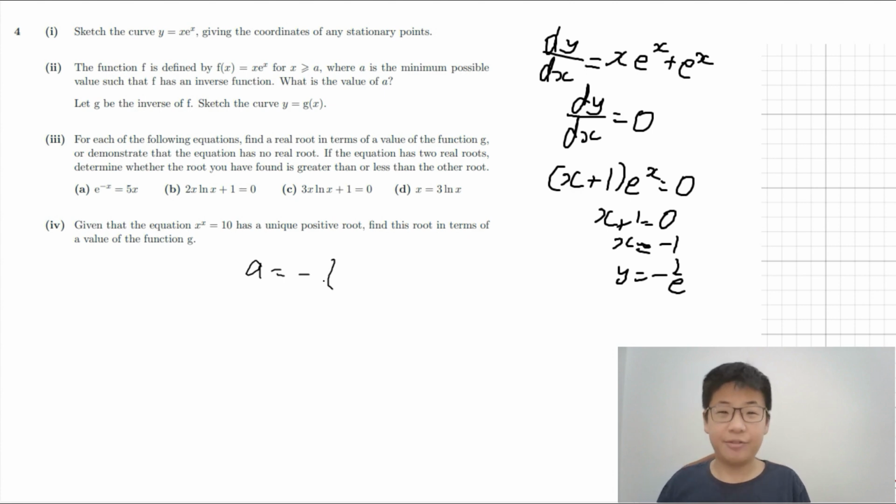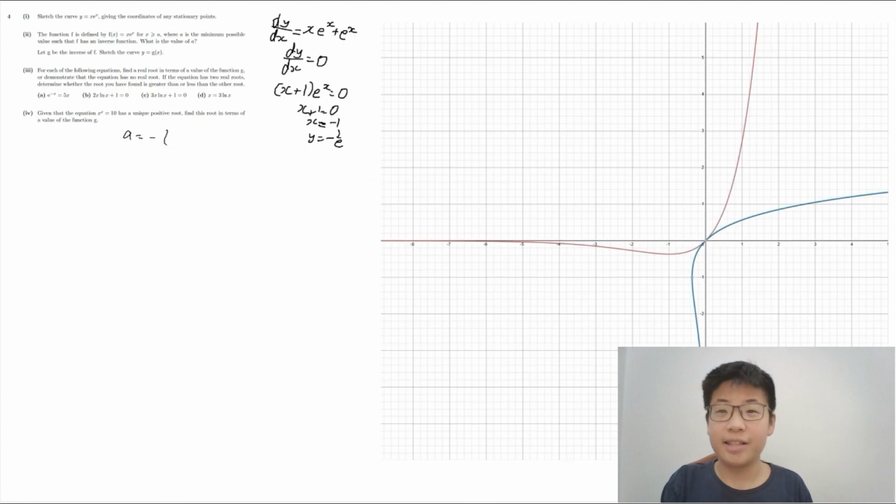Let g be the inverse of f. From functions, you know that the inverse is the reflection over the line y equals x. And this is the inverse of the function f. The blue graph is the inverse of the red graph.